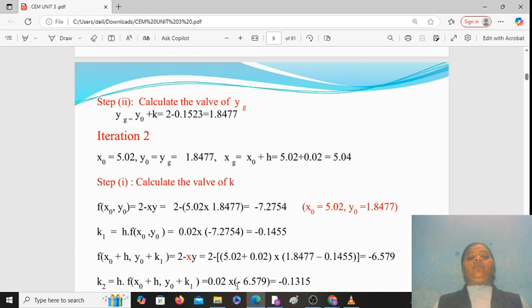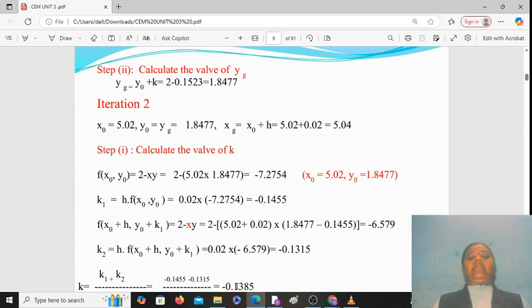Step 2: calculate the value of yg. yg is equal to y0 plus k. The value of y0 is 2 and the value of k is minus 0.1523. Then yg is equal to 2 minus 0.1523, which is equal to 1.8477.